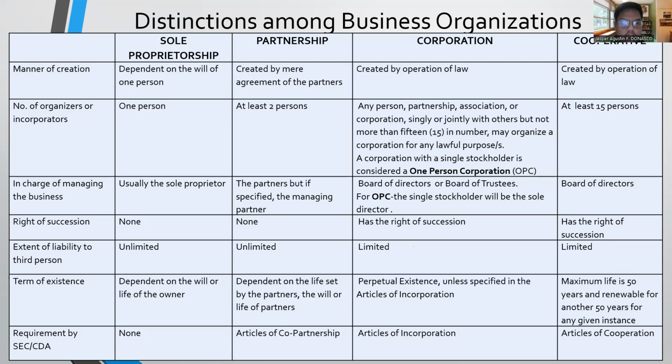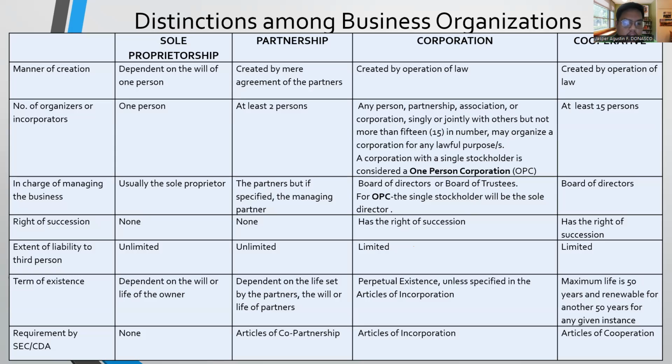But for the corporation, it has the right of succession because it is governed not by people but by the board of directors, and it is controlled by shares of stock. So you can buy a share of stock, and if you don't want to do it anymore, you can sell your share of stock to another shareholder. And same with the cooperative. So again, with the extent of liability to a third person, sole proprietorship, unlimited, partnership, unlimited, corporation, and cooperative, limited.